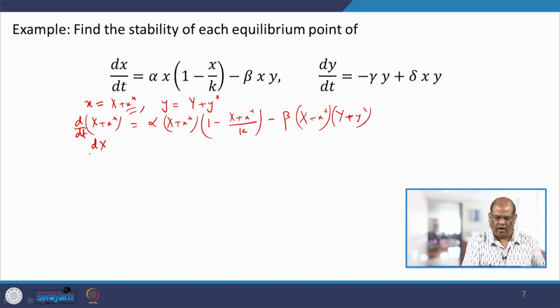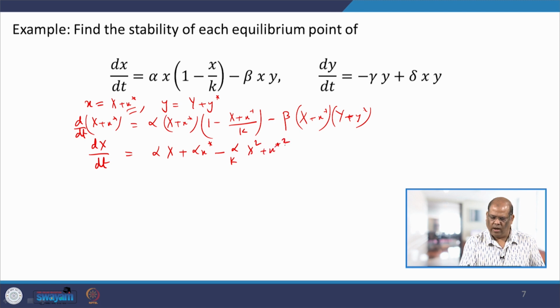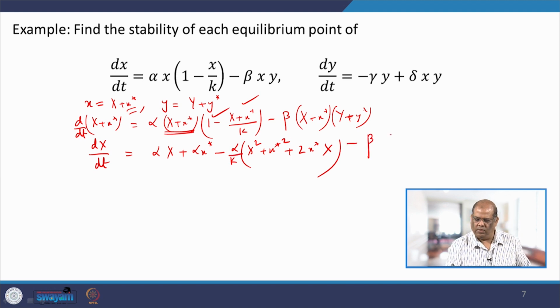So, in this particular case it is dx dt. I multiply this whole term: this is alpha x plus alpha x star, then minus alpha by k, then x square plus x star square plus 2 x star into x. So, I multiply this by this and this by this, minus beta times x y plus x star y plus y star x plus x star y star.